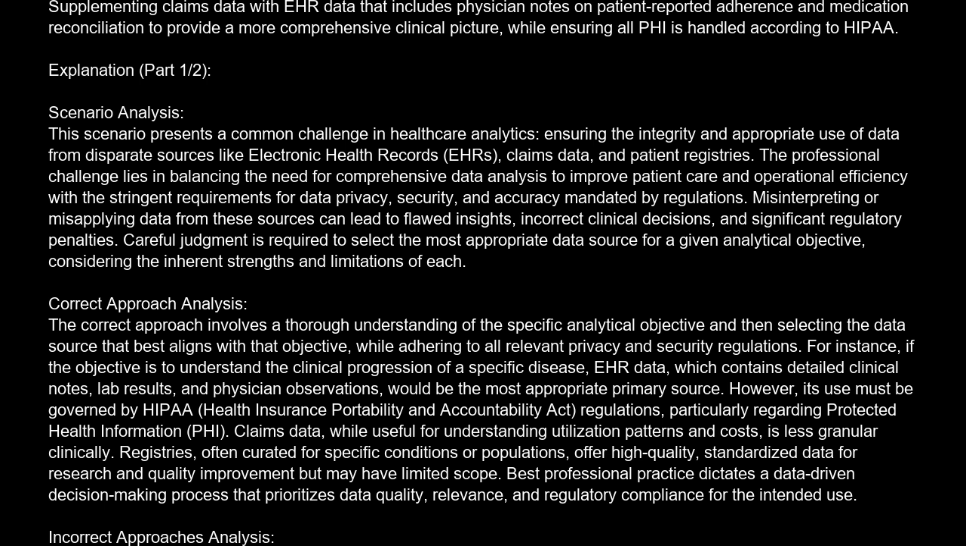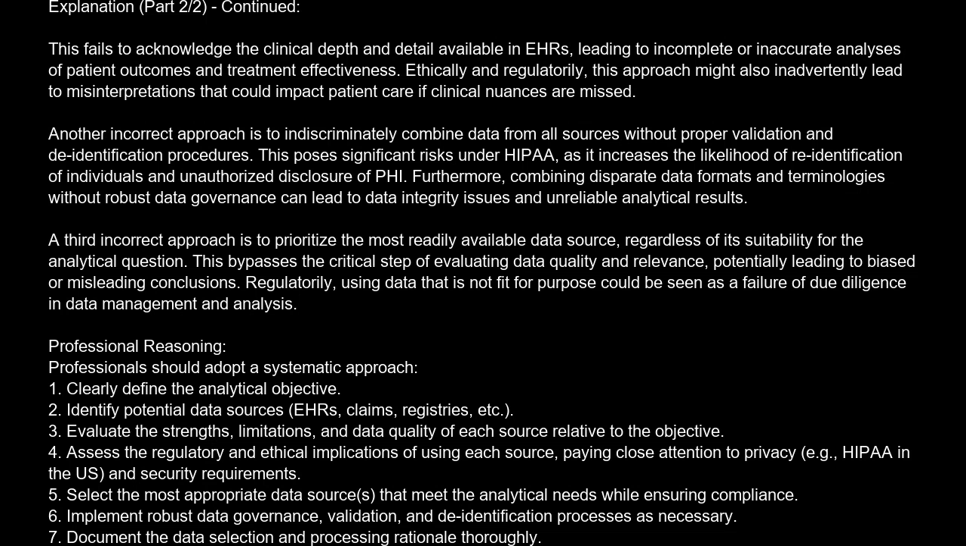One incorrect approach is to solely rely on claims data for all analytical needs, assuming it provides a complete picture of patient care. This fails to acknowledge the clinical depth and detail available in EHRs, leading to incomplete or inaccurate analyses of patient outcomes and treatment effectiveness. Ethically and regulatorily, this approach might also inadvertently lead to misinterpretations that could impact patient care if clinical nuances are missed.